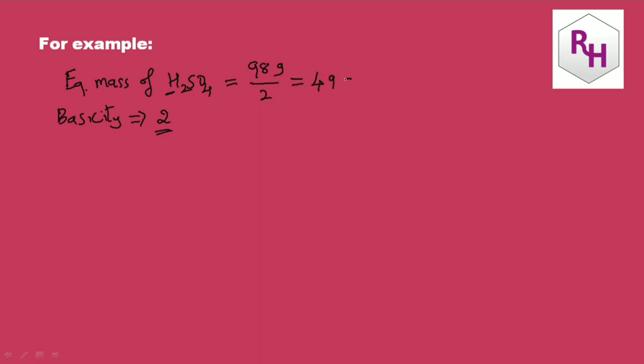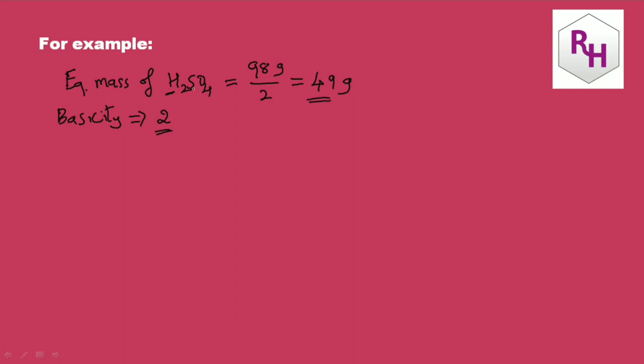For example, now I want to calculate the equivalent mass of H2SO4, sulfuric acid. In this particular case, what is the basicity? Basicity is 2, because these 2 hydrogens are replaceable. We know that the molecular mass is 98 gram, divided by 2, so you get 49 gram as the equivalent mass of sulfuric acid.